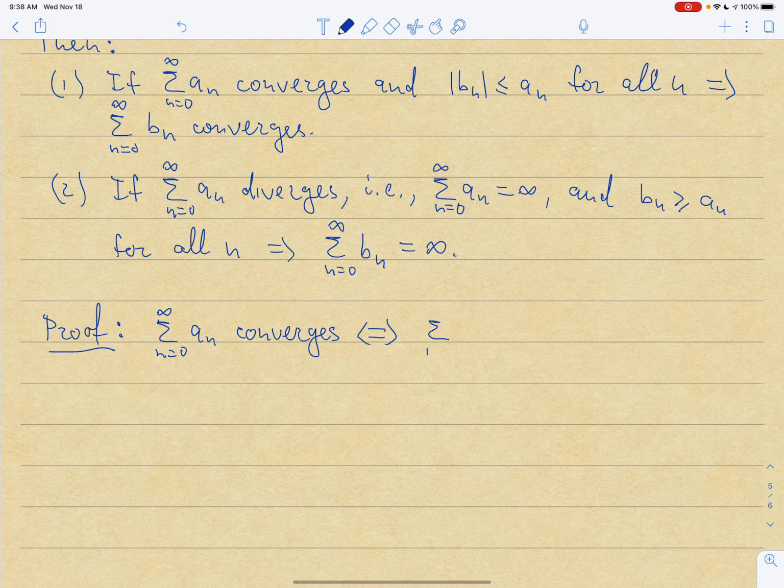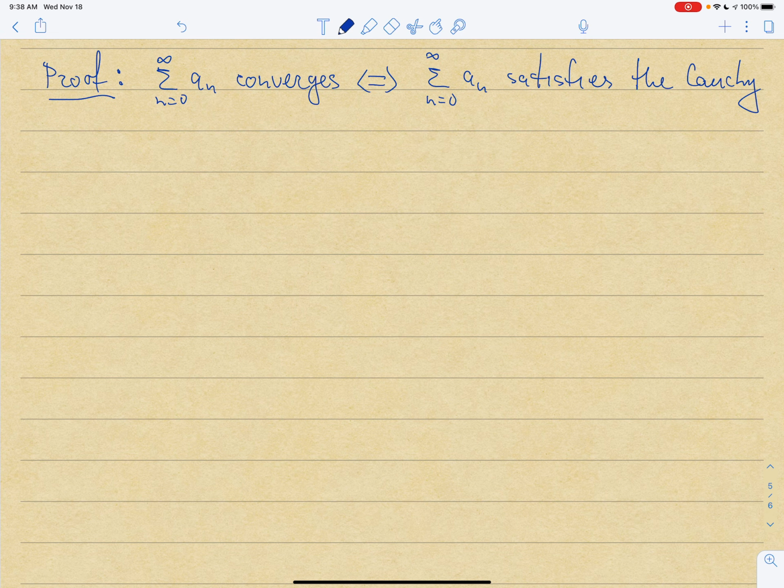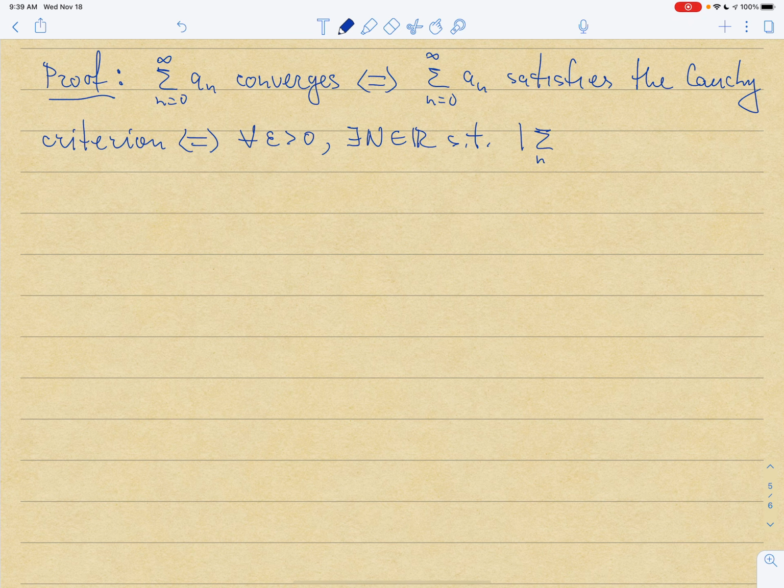So the series converges if and only if it satisfies the Cauchy criterion. Again, this is simply a different way of saying that the sequence of partial sums is a Cauchy sequence. And now what is the Cauchy criterion? For any epsilon greater than 0, there exists capital N in R such that the absolute value of the sum n from L to M of an is going to be less than epsilon as long as L and M are bigger than capital N, right? That's the definition of the Cauchy criterion.